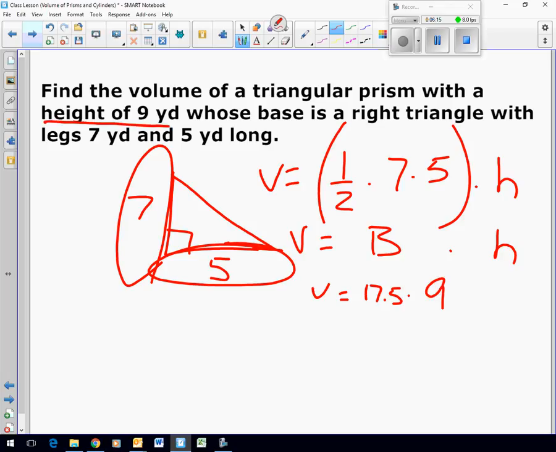The height is 9. So, to make sure you understand this, put 17.5 times 9. You better get this right. Yes, please use a calculator. 157.5.